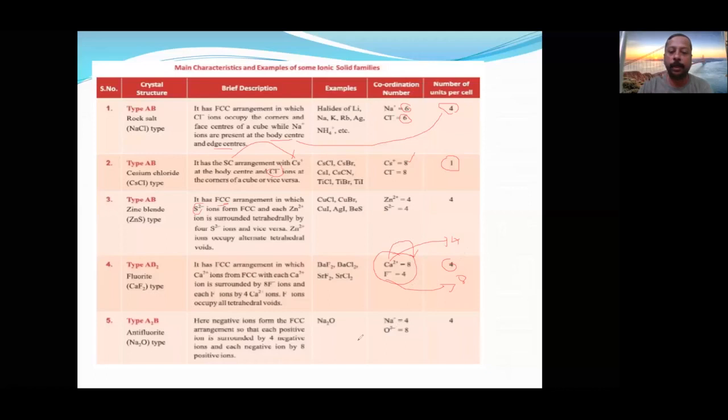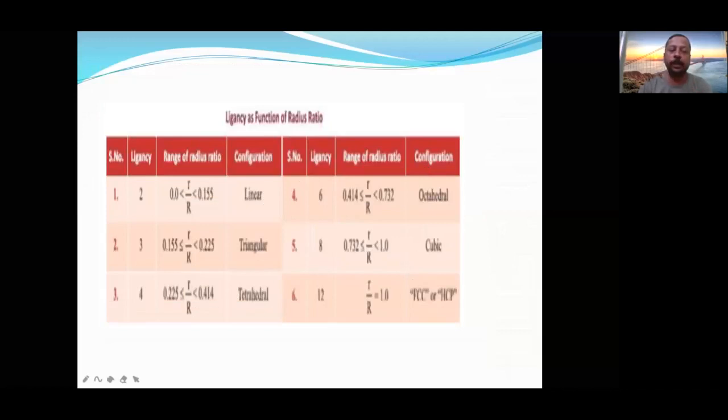Same happens with the antifluoride structure. Antifluoride structure is Na2O. Is it understood now? Now, shall we go for the next part? Okay. Now, next part is about the radius ratio.